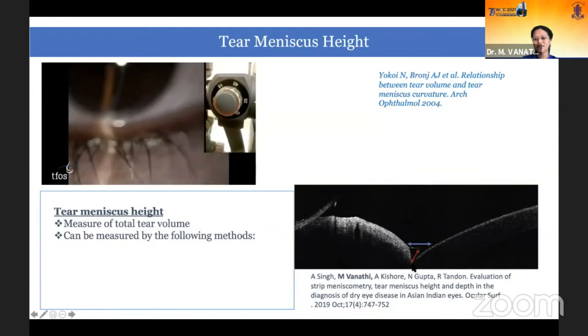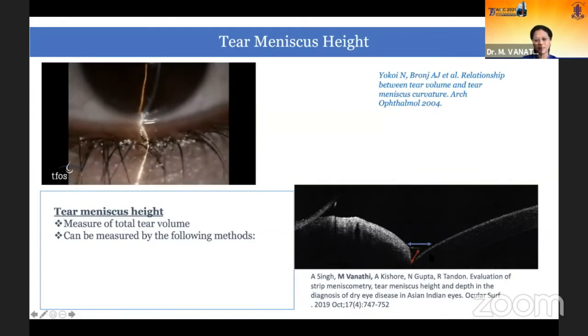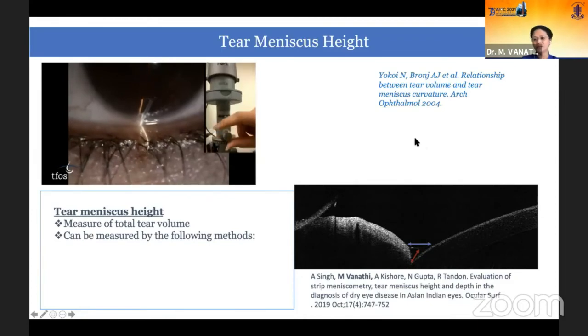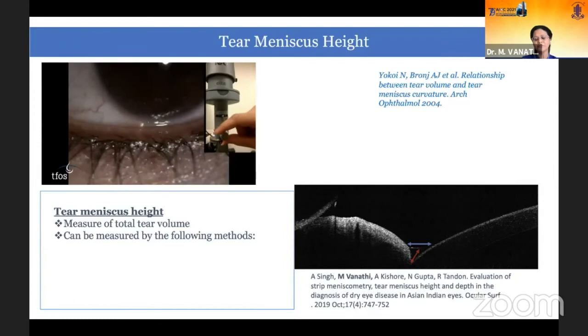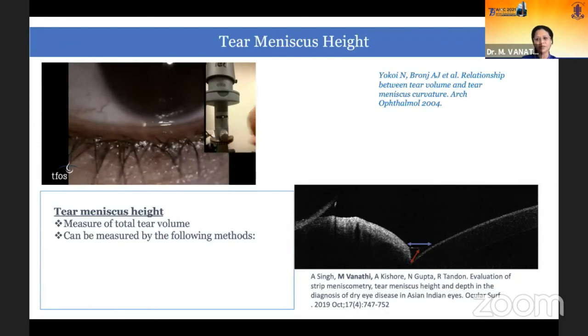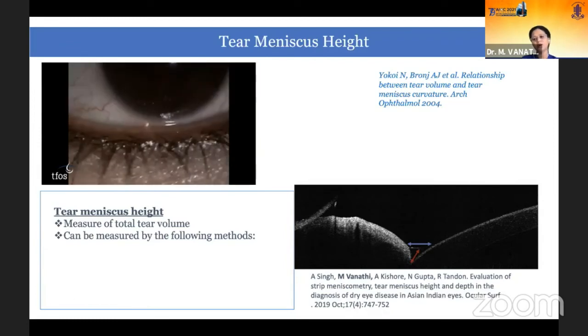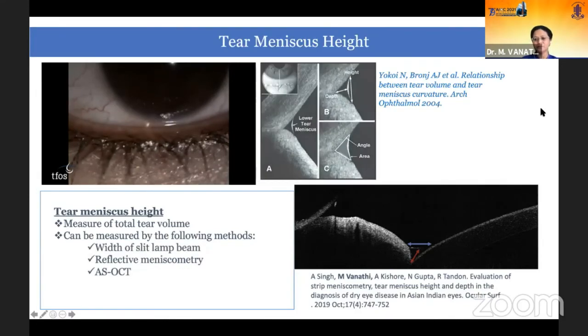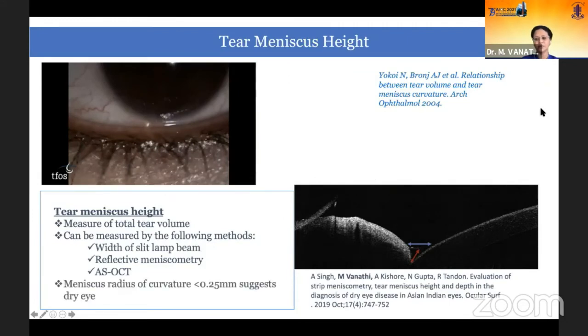Other more sophisticated methodologies use anterior segment OCT imaging, which would help you delineate the tear meniscus height and the tear meniscus depth. These are methods which can give you a quantitative analysis of the tear meniscus height, especially when you're using them for research purposes or for treatment follow-up purposes. They play a very good role in imaging the tear meniscus height of your patient.